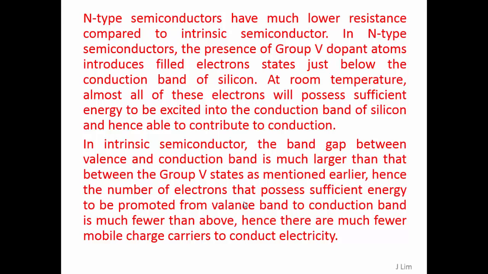N-type semiconductors have much lower resistance compared to intrinsic semiconductor. In N-type semiconductors, the presence of group 5 dopant atoms introduces few electron states just below the conduction band of silicon. At room temperature, almost all of these electrons will possess sufficient energy to be excited into the conduction band of silicon and hence able to contribute to conduction.